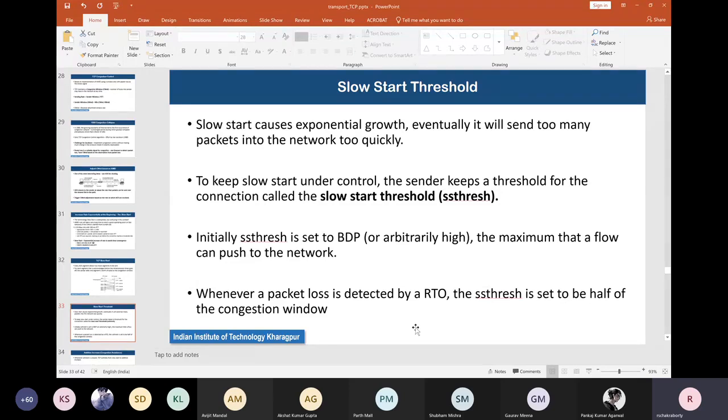And finally, when a packet loss is detected, the SS threshold value is abruptly set to half the current congestion window value.